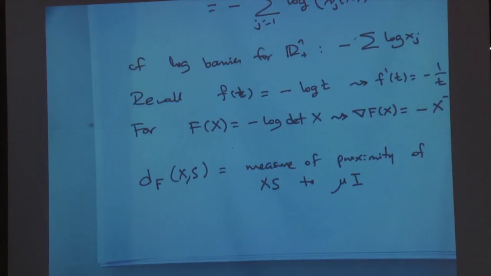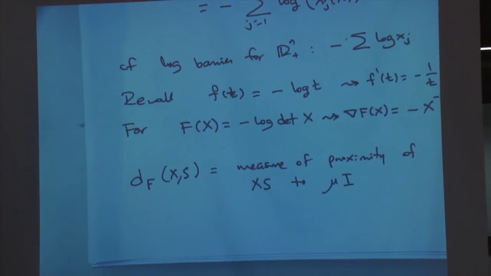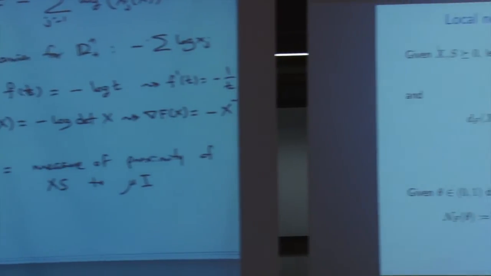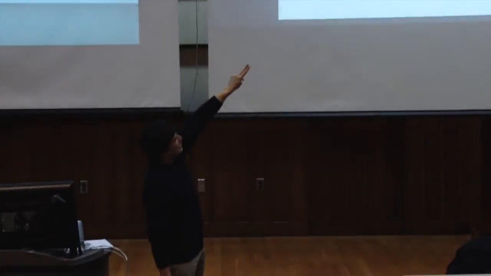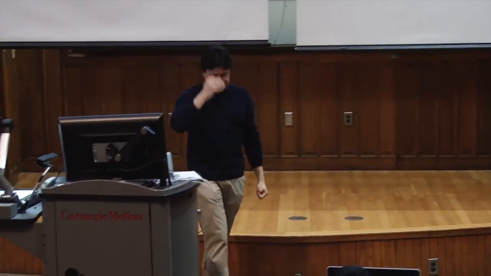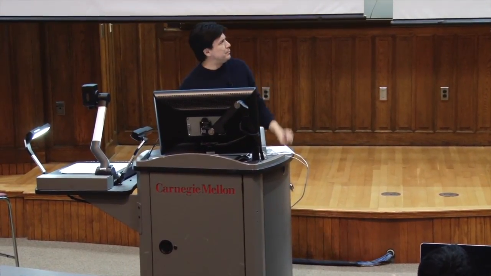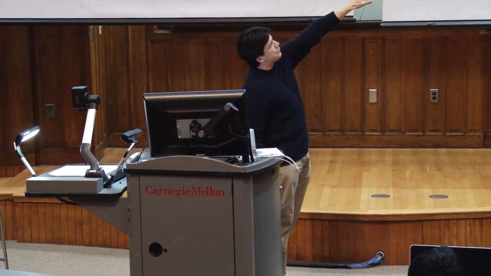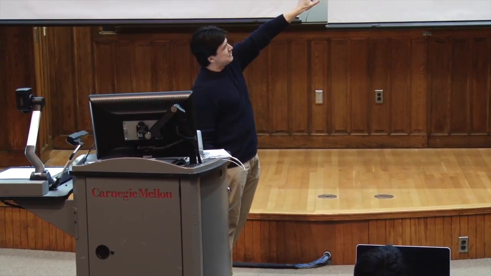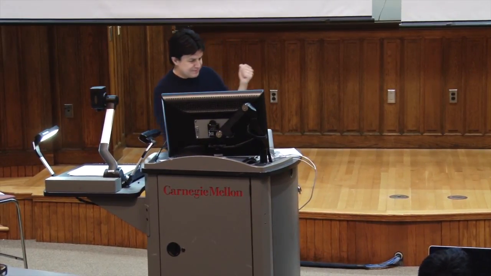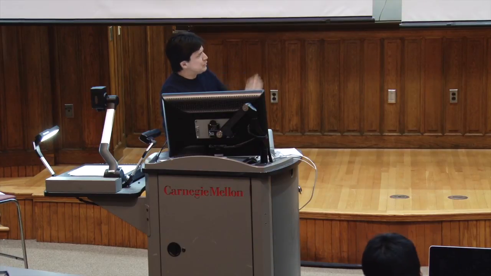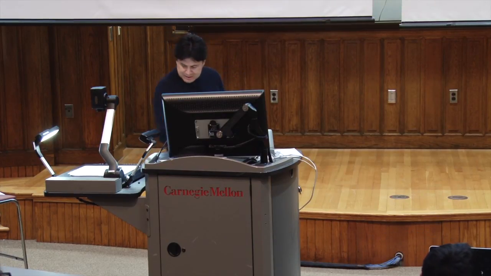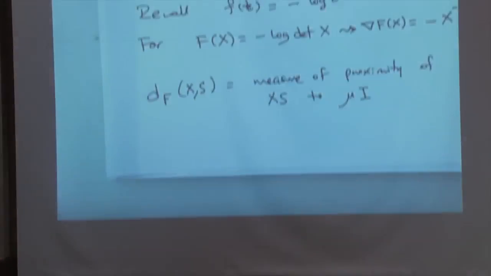The distance, this is the Frobenius distance. We can think about the distance as looking at how far the eigenvalues of xs are from the vector that has mu in all the components. Or equivalently, the Frobenius norm between those two matrices, x^(1/2) s x^(1/2) and mu times the identity. But the important thing about that is D is a measure of how far apart these two things are.